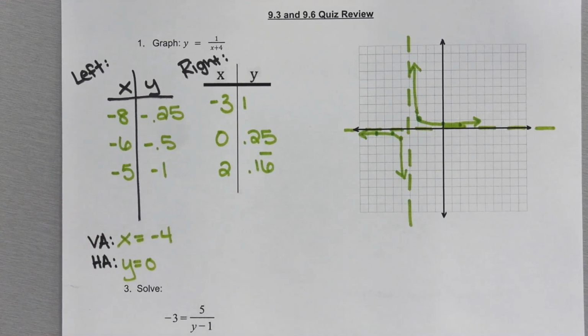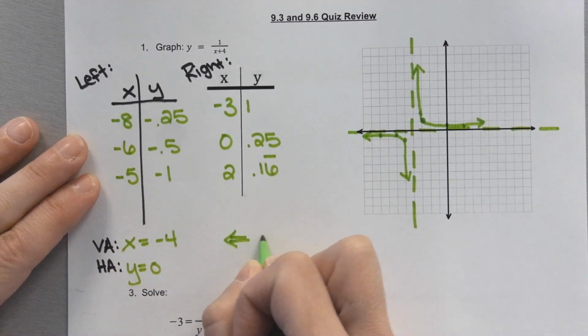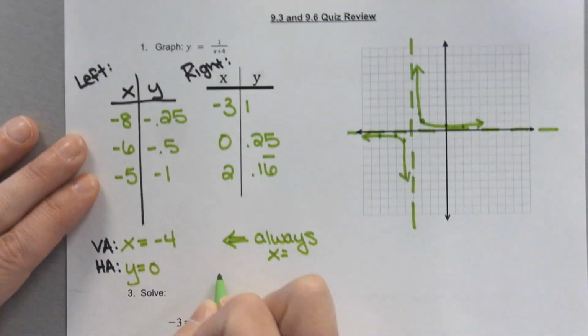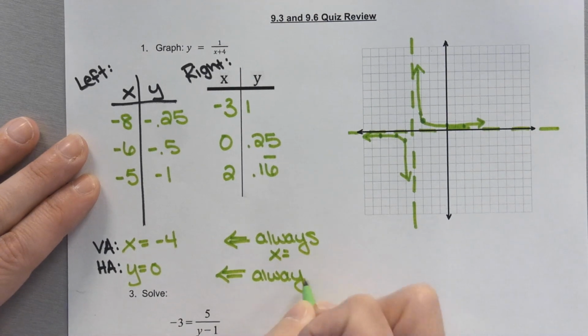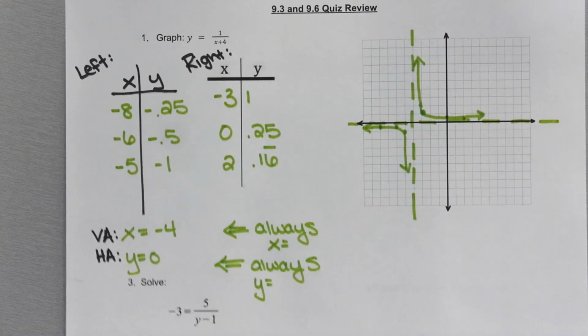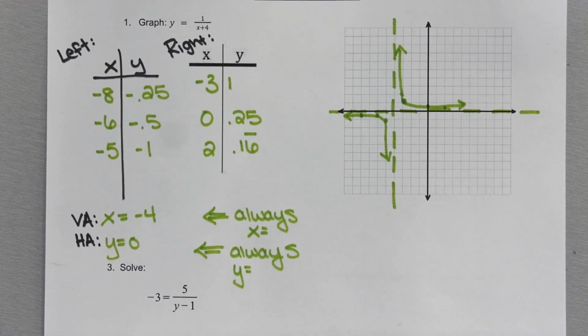Vertical asymptotes are always in the form x equals, so that could be a note to write yourself. Always x equals. And horizontal asymptotes are always in the form y equals, because horizontal and vertical lines, that's how they're written. From looking at the graph, I could tell where my asymptotes were, or just from looking at the equation. So remember, you can do either way.